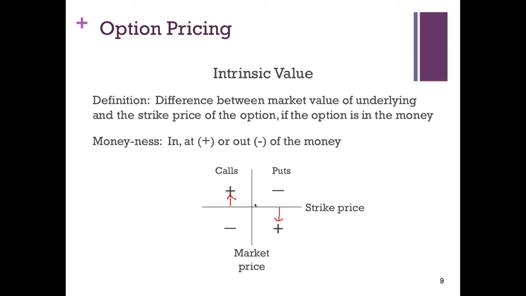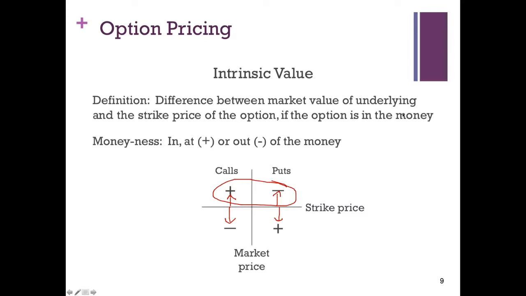Conversely, when's an option out of the money? Well, an option is out of the money when the market price is worse than a strike price. And again, what's worse depends upon whether it's a call or a put. Calls are out of the money when the market's below the strike. Puts are out of the money when the market's above the strike. You'll note the definition of an in-the-money call is the same as the definition of an out-of-the-money put.